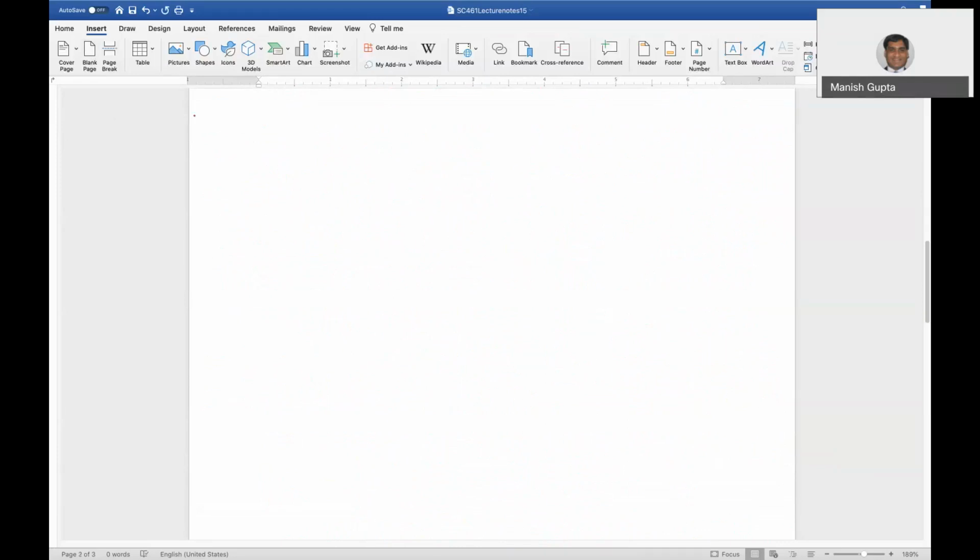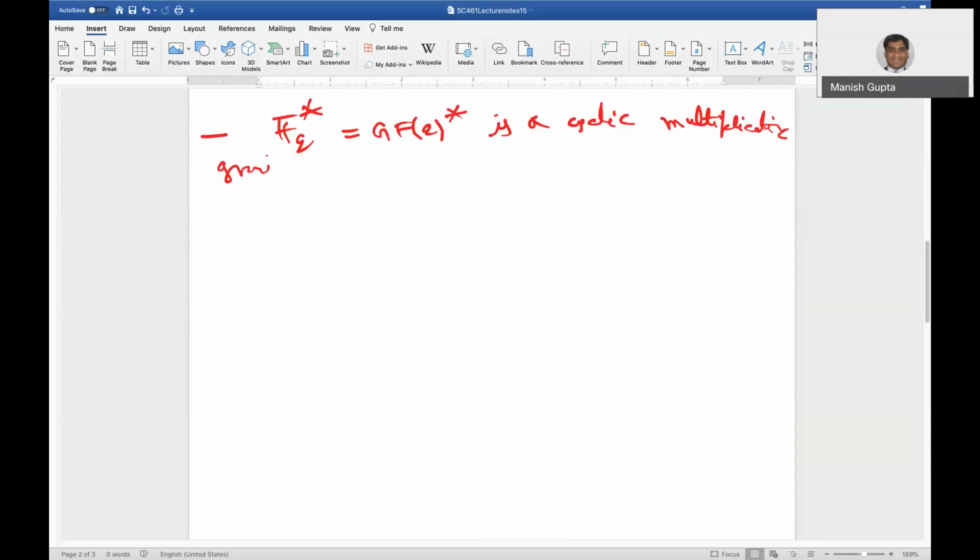Another fact, F_q star. F_q star means we are deleting zero. F_q star is a cyclic multiplicative group of order p raised to power m minus 1, or q minus 1. Okay, so that means it has a generator.